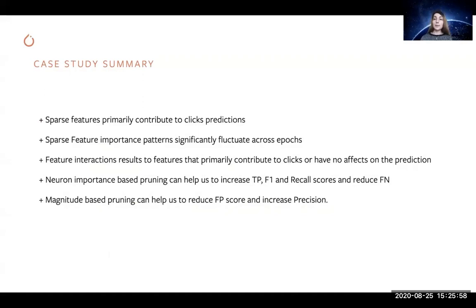Neuron importance-based pruning can help us to increase our true positives, the harmonic mean and the recall scores, and reduce false negatives. And magnitude-based pruning can help us to reduce false positive scores and increase precision.